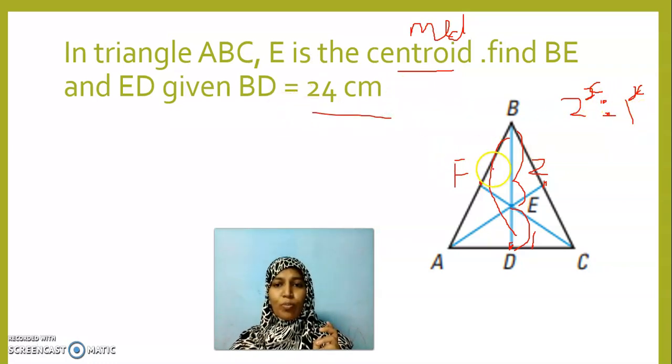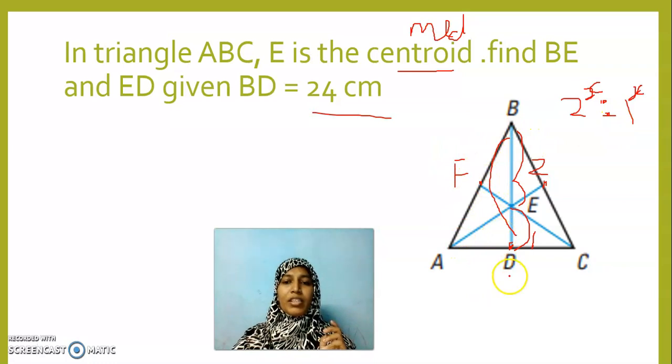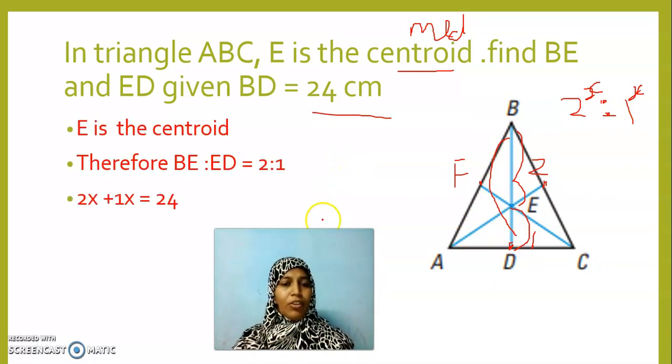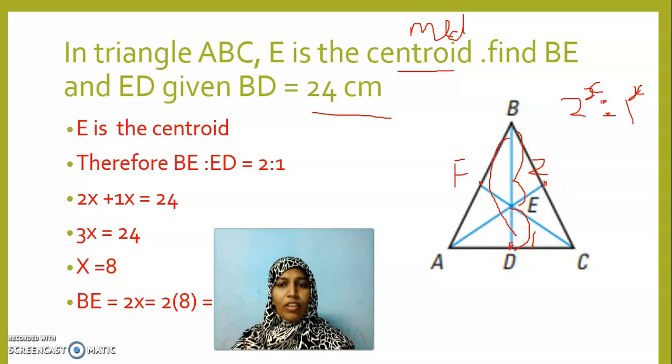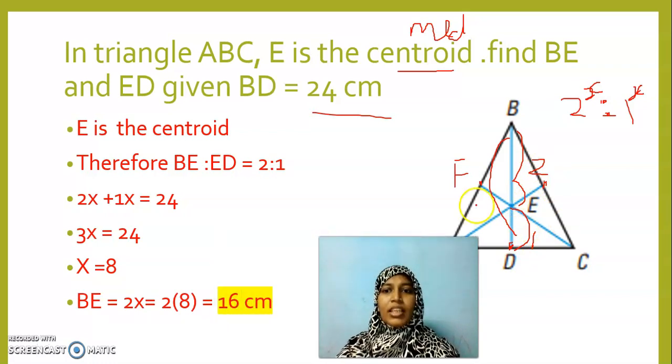2x plus 1x, 2 parts and 1 part. 3 parts is equal to 24. So what is 1 part? Very good, 8. If I know 1 part, so what is 2 parts? 16. So we got the value of BE as 16. Is it clear, my dear children? How to deal with problems if you have median or centroid or midpoint. Shall we move to the next question now?